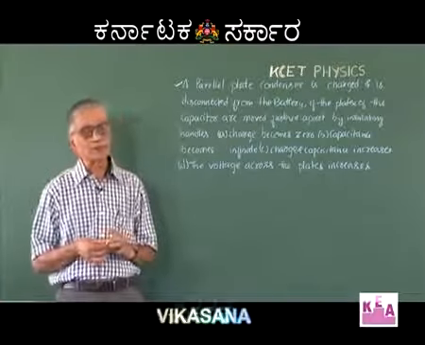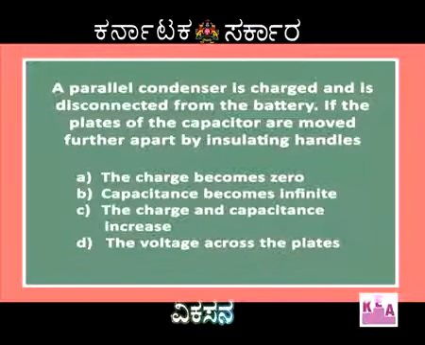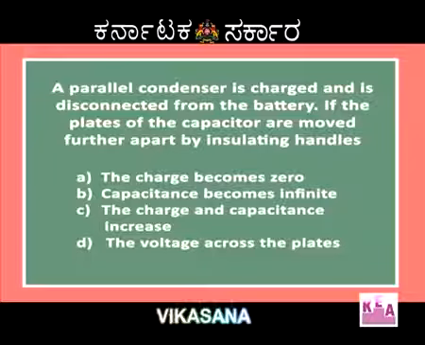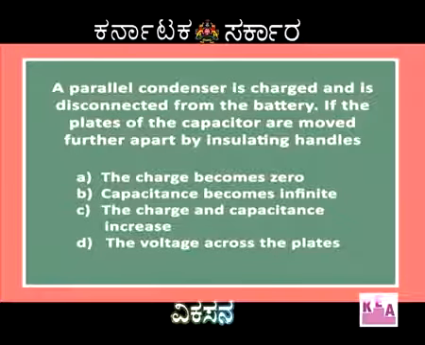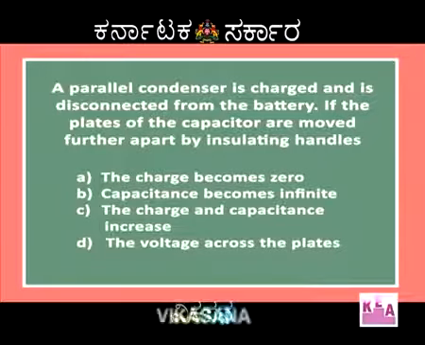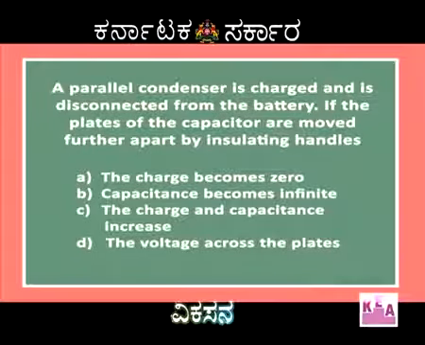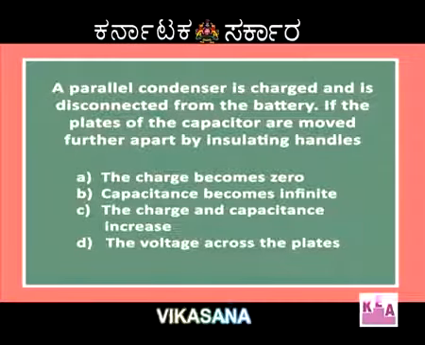Let me now take up the first question. A parallel plate condenser is charged and is disconnected from the battery. If the plates of the capacitor are moved farther apart by insulating handles: A. Charge becomes 0, B. Capacitance becomes infinite, C. Charge and capacitance increase, D. The voltage across the plates increases.